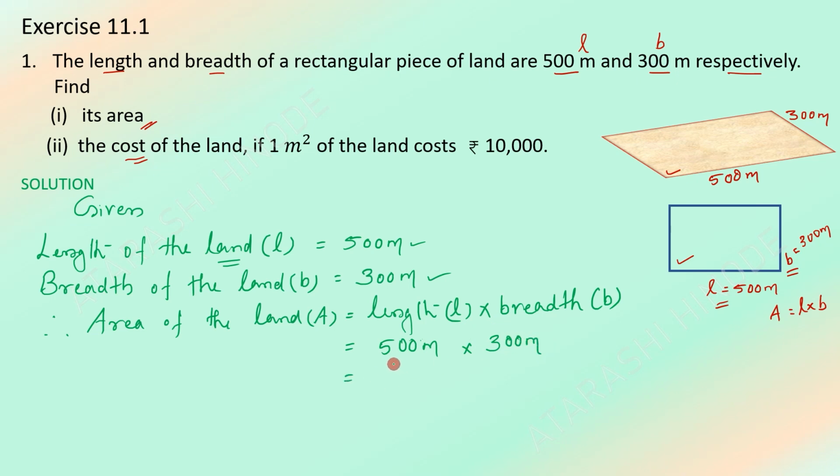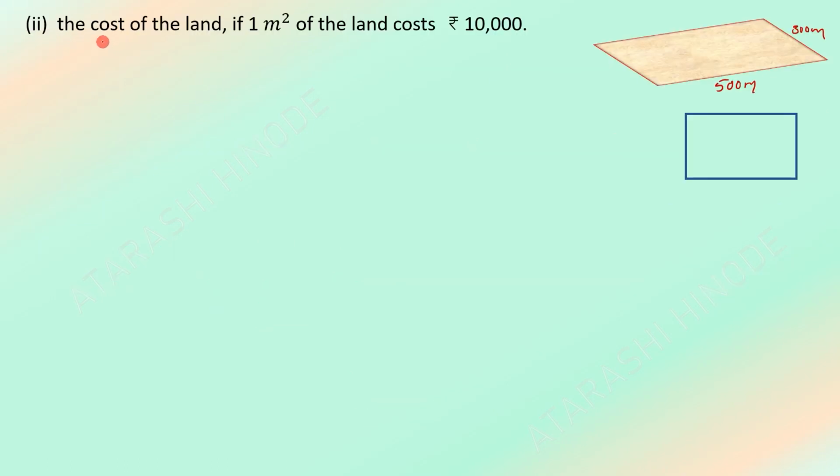For multiplying these two, first multiply 5 with 3. That is 5 3s are 15. Then count the number of zeros here, 1, 2, 3, 4. Put 4 zeros, that much meter square. That is area of the land equal to 1,50,000 meter square.